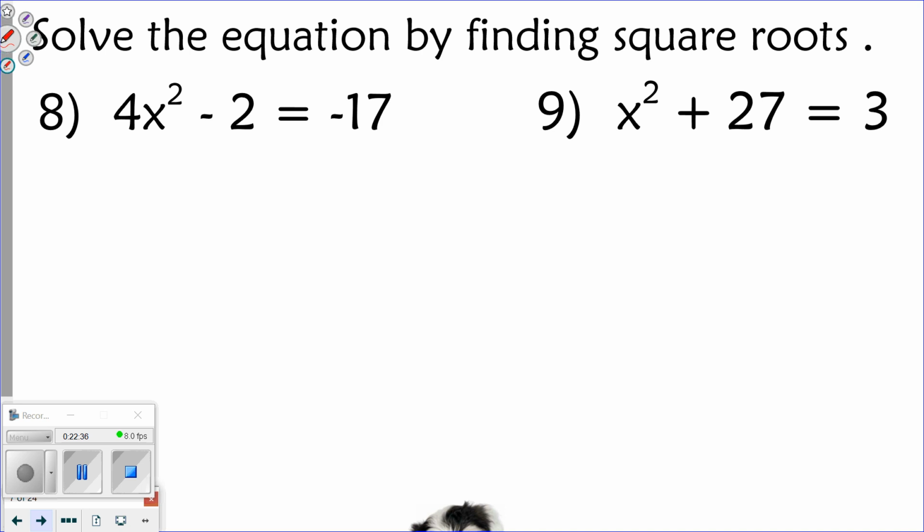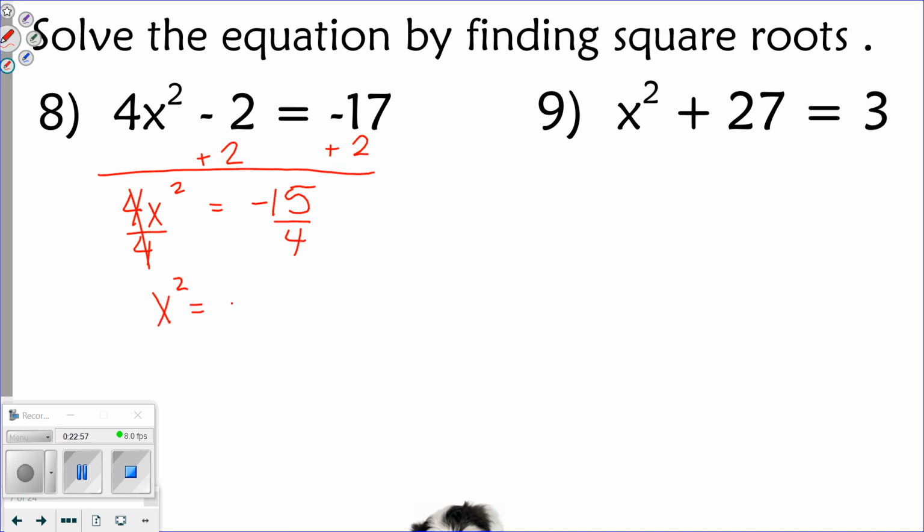So number 8, what do you do first? Add the 2. So 4x squared equals negative 15. Divide by 4. So x squared equals negative 15 fourths. Then what? Square root, thank you.